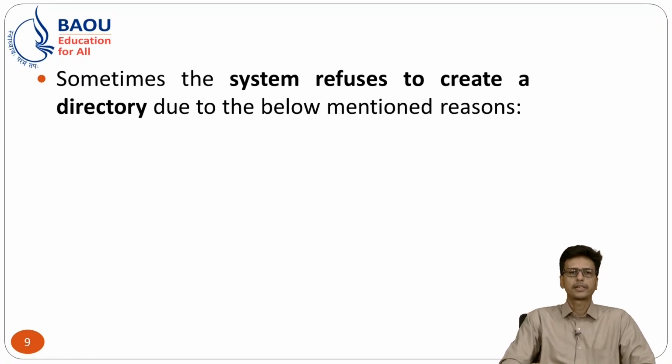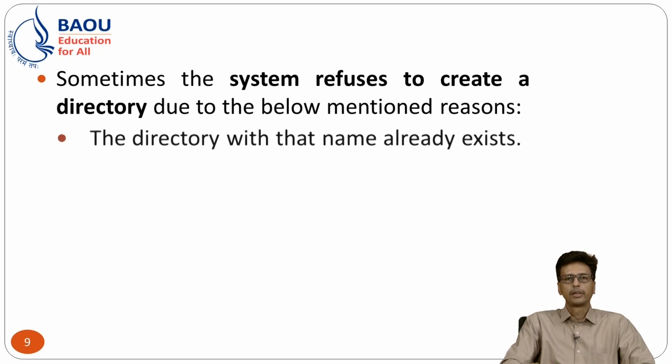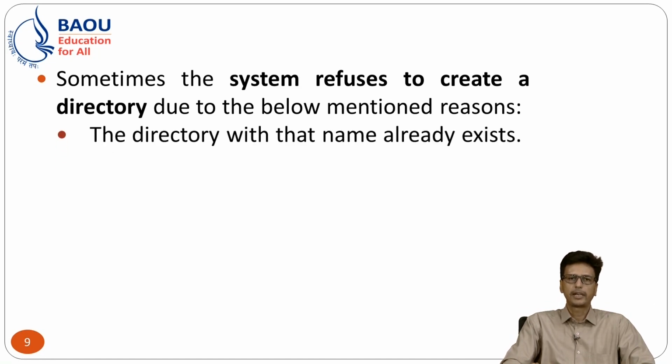Now you can see sometimes the system refuses to create a directory. At which points does the system refuse to create a directory? First, if a directory with the name already exists. You have already seen that we created the directory mydir1 in the current directory. Now suppose this directory already exists and you are trying to create a new directory with the same name. In that case, the system will display an error message that the directory already exists, so you can change your name. It is not allowed to create a directory having the same name as one already available in the system. That is the first scenario.